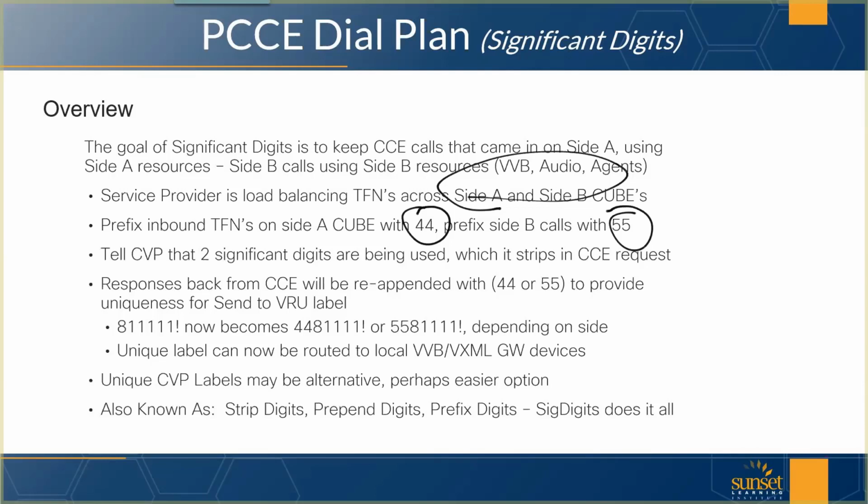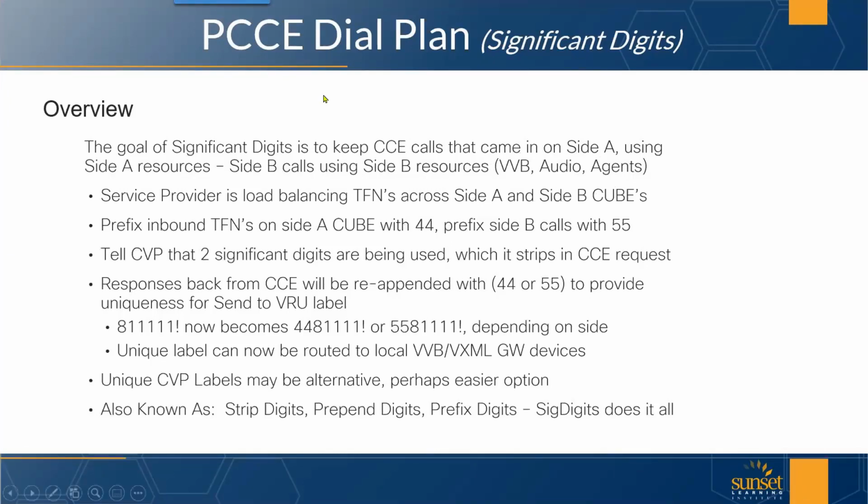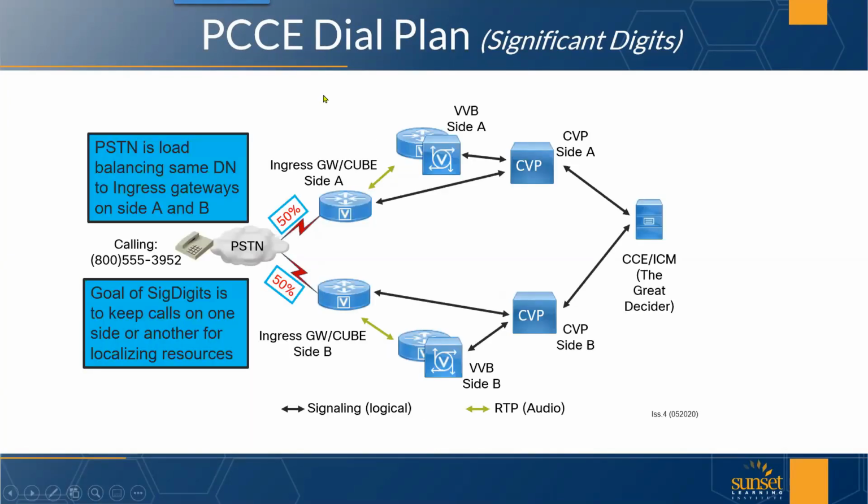And when it comes back from ICM with the label response, then we need to reappend that 44 or that 45, depending on where we're wanting to go. This sort of process is also known as strip digits, prepend digits, prefix digits, etc. Significant digits really encompasses all of that sort of thing.